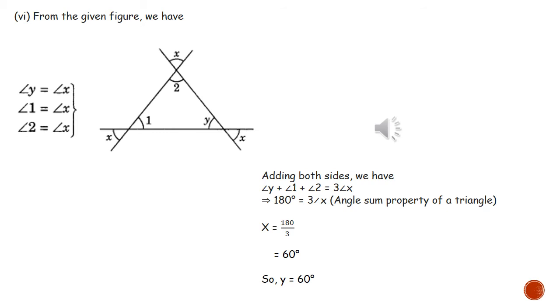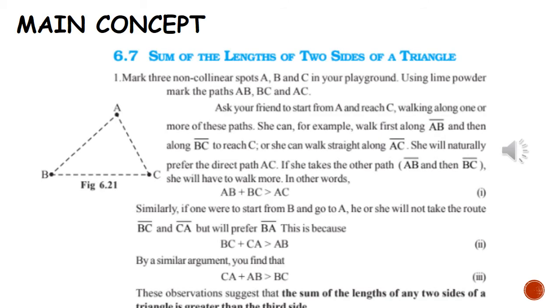So 3x is equal to 180 because we are using angle sum property, and 1, 2 and y are the three interior angles of the triangle. So x is equal to 180 by 3, that is 60 degree. As x is equal to y, so y will also be equal to 60 degree. Let us discuss the next property of triangle. Sum and difference of the lengths of two sides of a triangle.